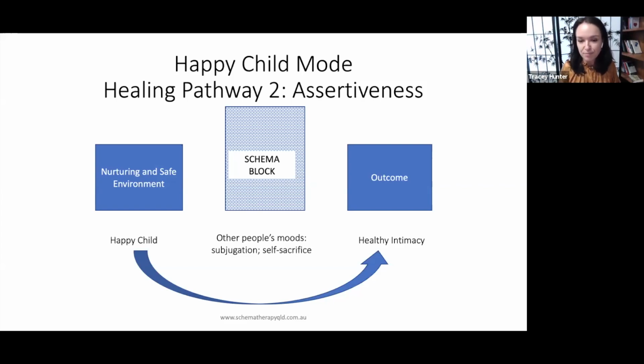You know, we've got parents that have experienced trauma in their childhoods, but they haven't fully addressed that. They've sort of suppressed it, attempted to block it out with alcohol or whatever, but now it's interfering in the happy child's natural energy, right? So other people's moods lead to these schemas: subjugation and self-sacrifice.